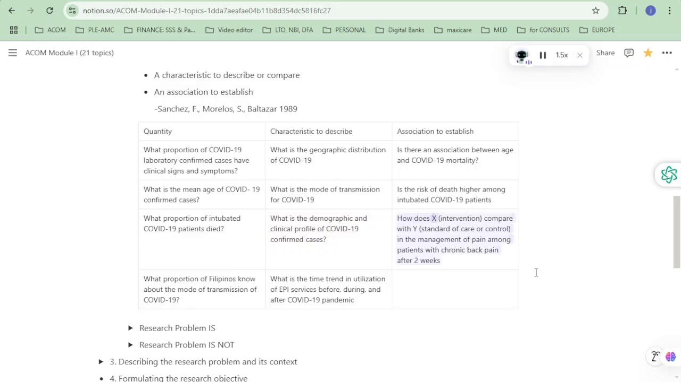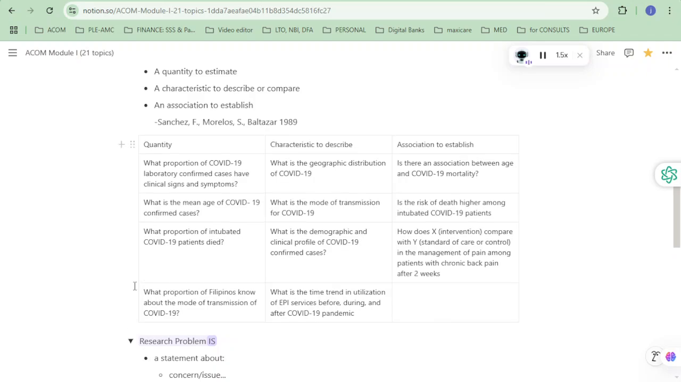How does X, the intervention, compare with Y, the standard of care or control, in the management of pain among patients with chronic back pain after 2 weeks? What proportion of Filipinos know about the mode of transmission of COVID-19? What is the time trend in utilization of AP services before, during, and after the COVID-19 pandemic?